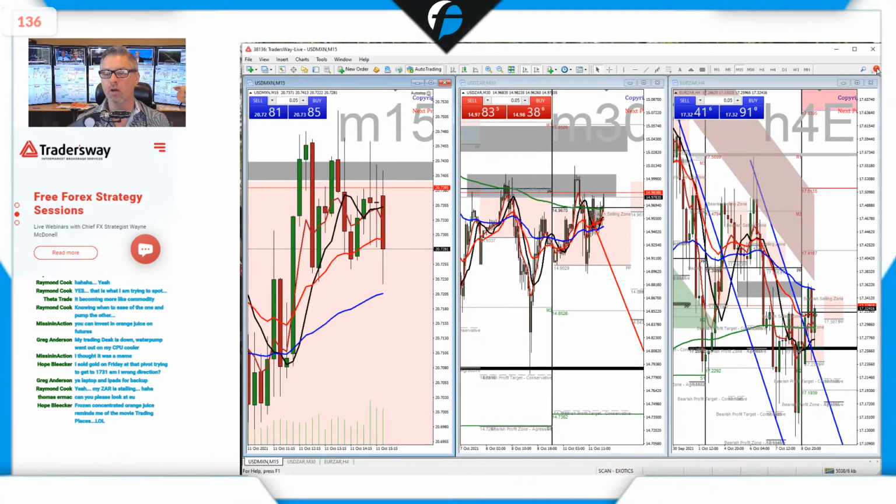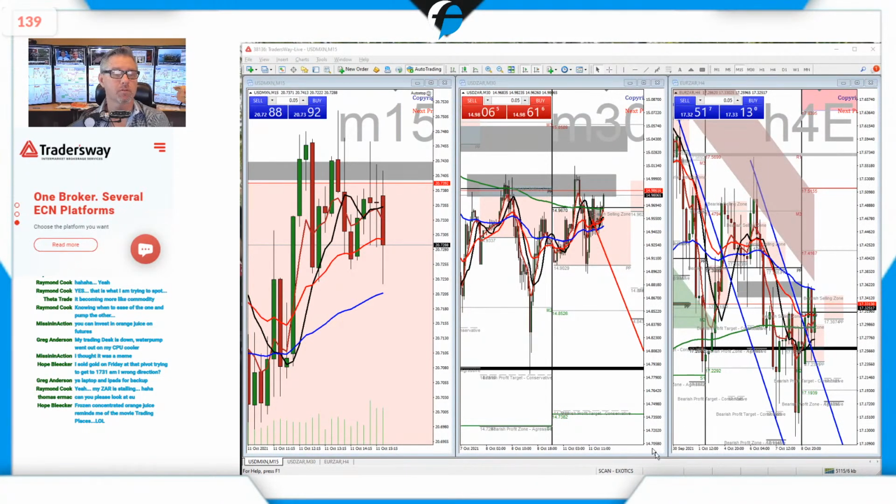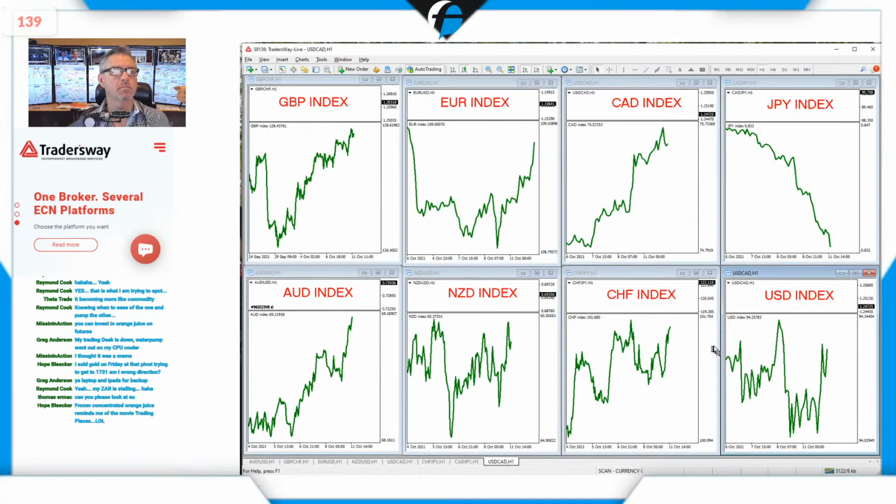Euro dollar? No, I don't want to look at euro dollar. Why would you want to look at euro dollar? Okay. Dollar's going up, euro's going up. I don't want to look at that.